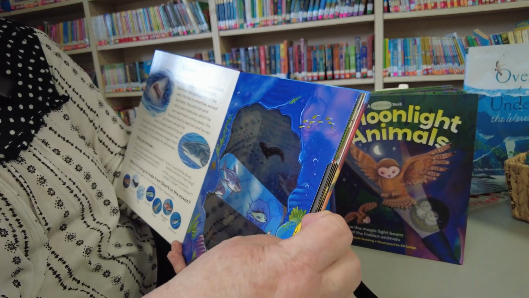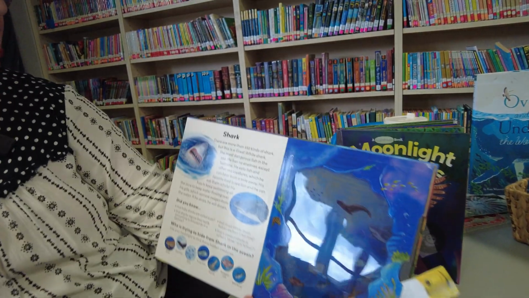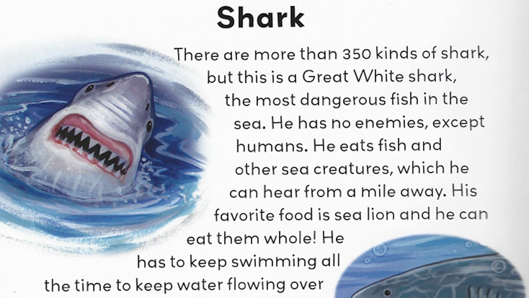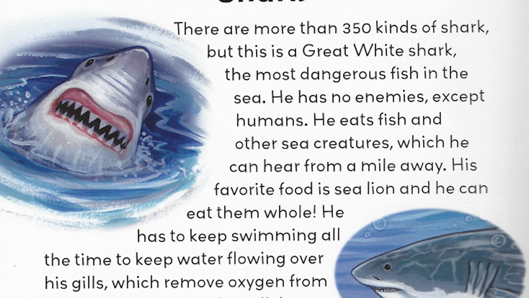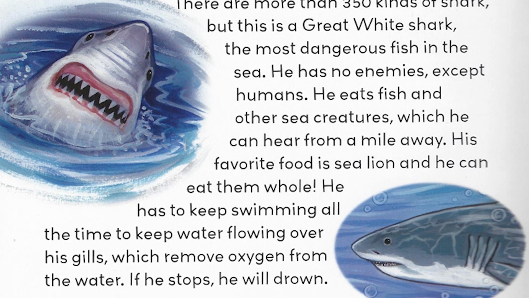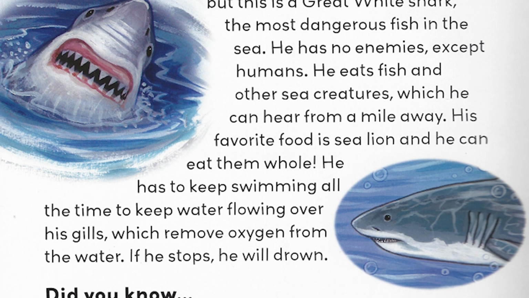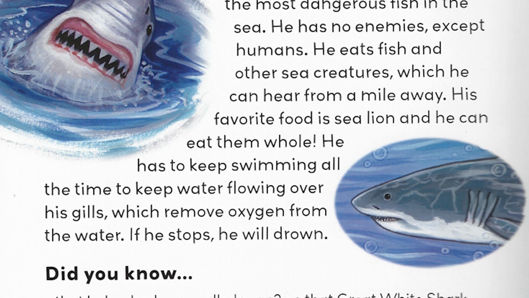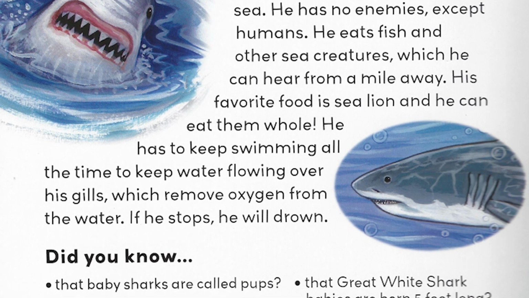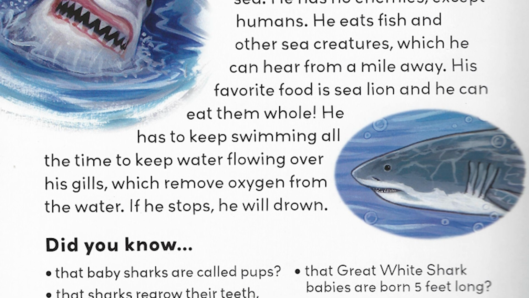And now, a shark. There are more than 350 kinds of sharks, but this is a great white shark, the most dangerous fish in the sea. He has no enemies except humans. He eats fish and other sea creatures, which he can hear from a mile away. A mile away? Oh my goodness, that's so far. His favorite food is sea lion, and he can eat them whole. What? We have sea lions around and they're big.